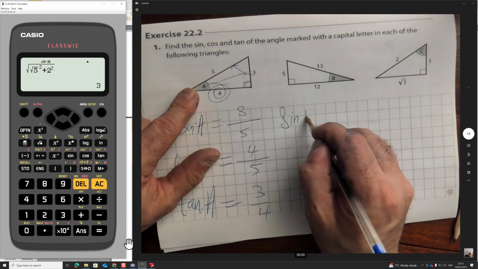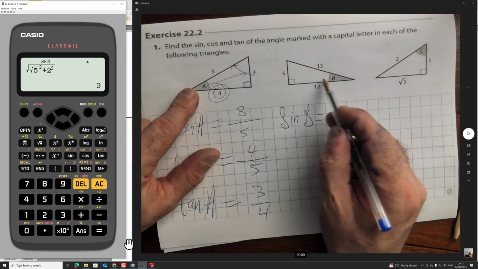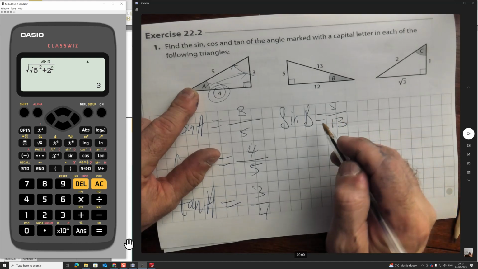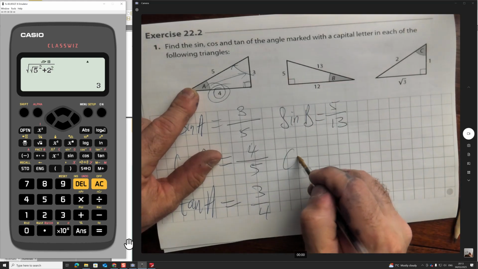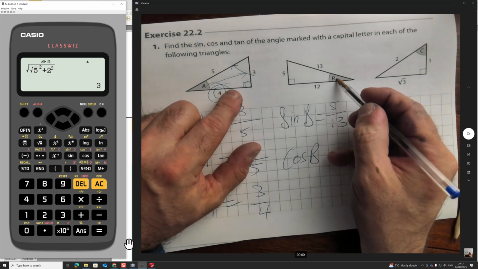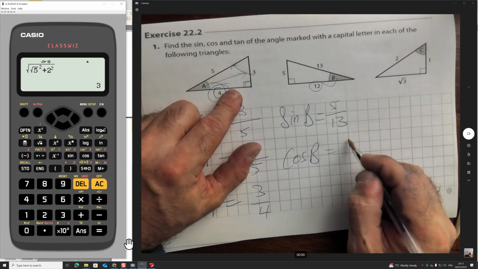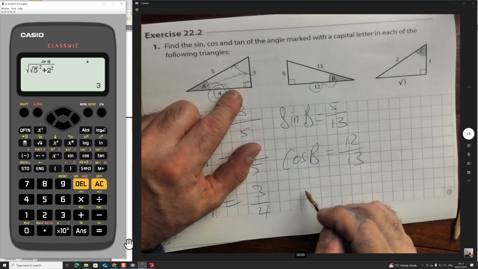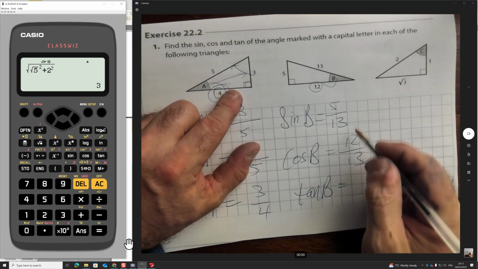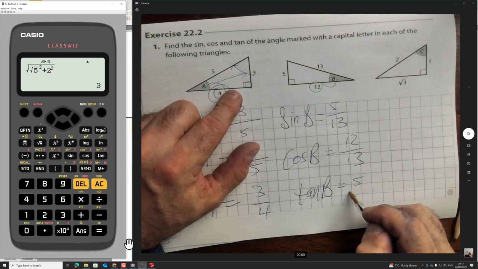And sine of B equals 5 over 13. Okay, so you just have to get used to doing these. Cos of B equals 12 over 13, and the tan of B equals 5 over 12.